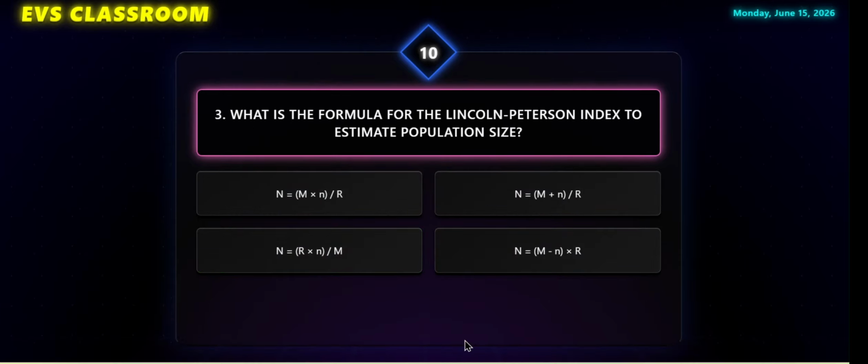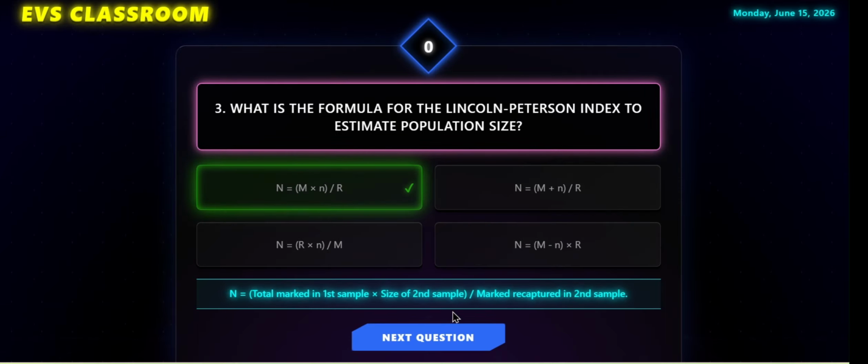For example, oysters. What is the formula for the Lincoln-Petersen index to estimate population size? N is equal to the total marked in the first sample times the sample size of the second sample, divided by the marked recaptured in the second sample.